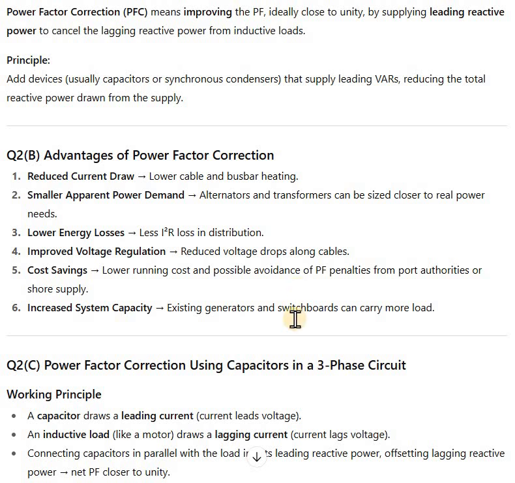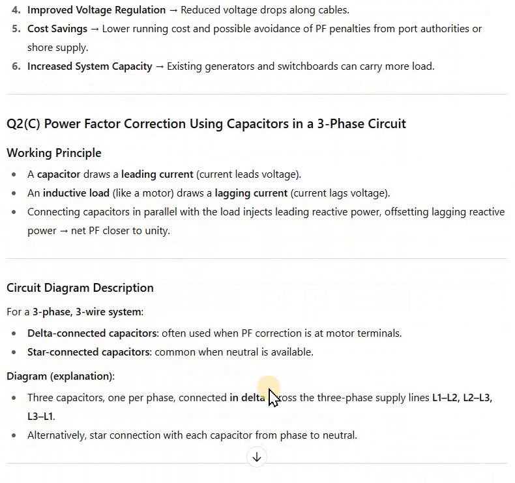Power factor correction uses capacitors in three phase. Again, the working principle is that a capacitor draws a leading current, while an inductive load draws a lagging current. So connecting capacitors in parallel with the load injects leading current. See, it's in parallel, offsetting the lagging reactive power. The net power factor closes to unity.